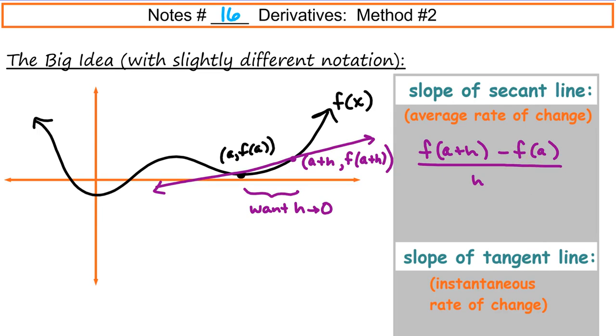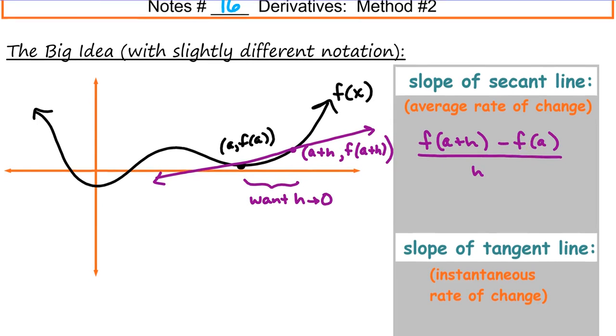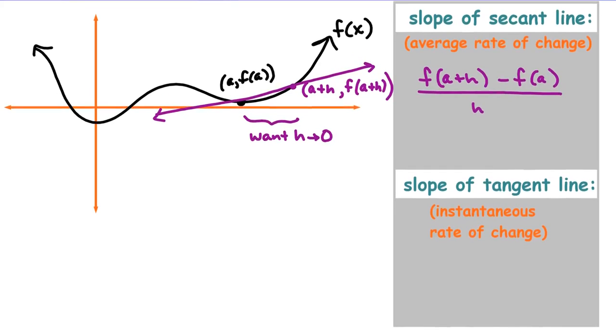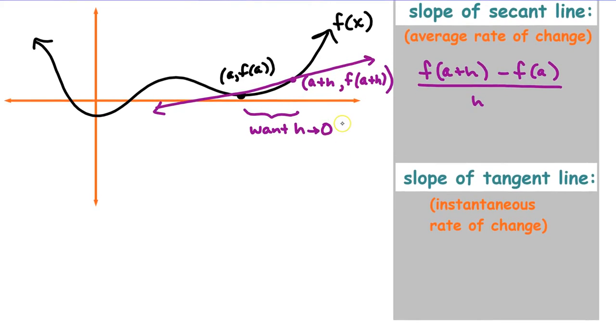So that is the slope of the secant line, and if we want the slope of the tangent line, then we need to take the limit as h approaches 0. We want those points to get infinitely close together. So here's another definition of derivative. The limit as h goes to 0 of f of a plus h minus f of a over h. That gives you the instantaneous rate of change at the point a, f of a. So that's the formula we'll be using today.